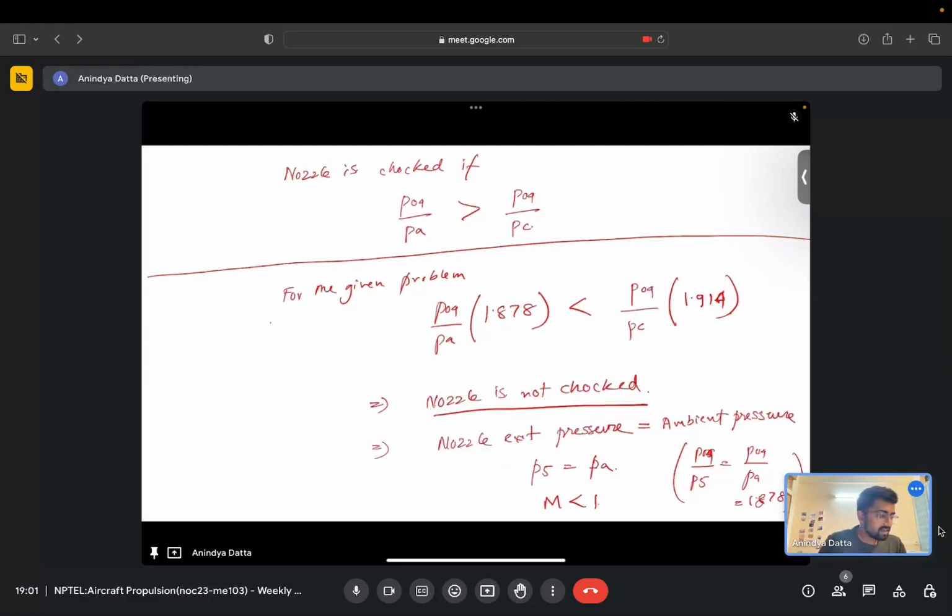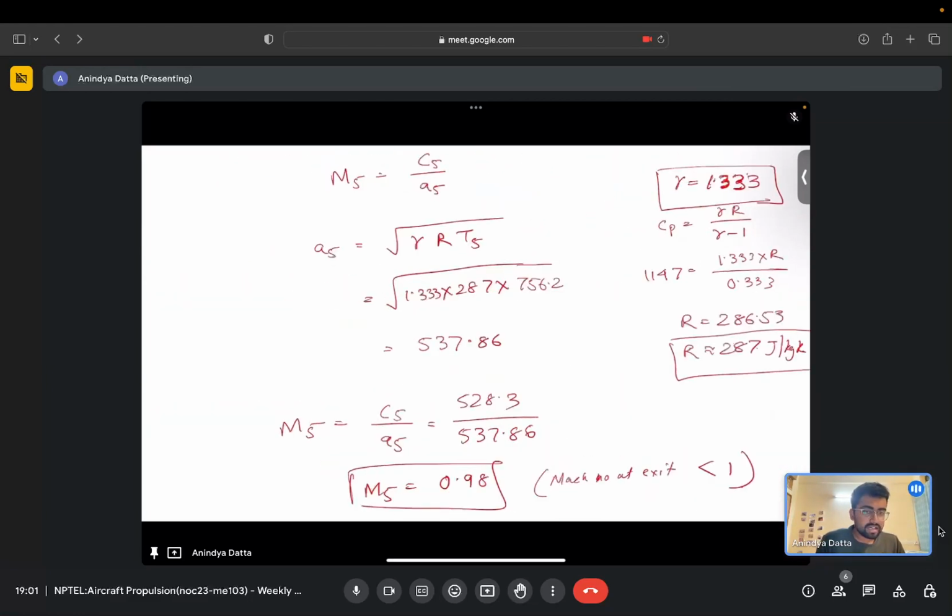You can see this is 1.88 and this is 1.9. So the nozzle pressure ratio is very close to the critical pressure ratio, and that's why the exit Mach number is also very close to 1. Is this clear? So this was how you solve problems related to nozzles.